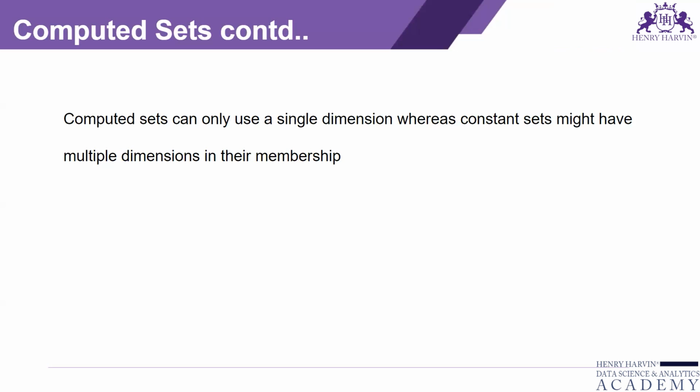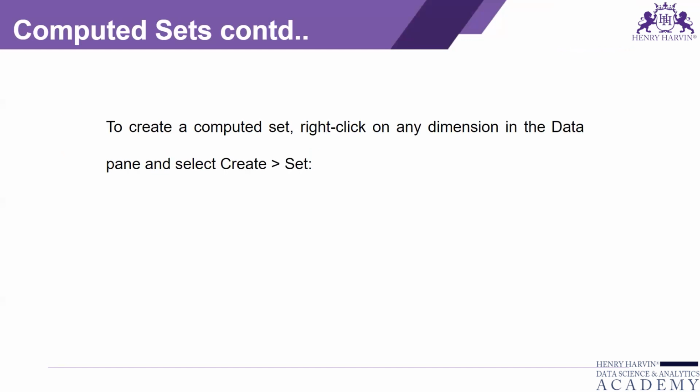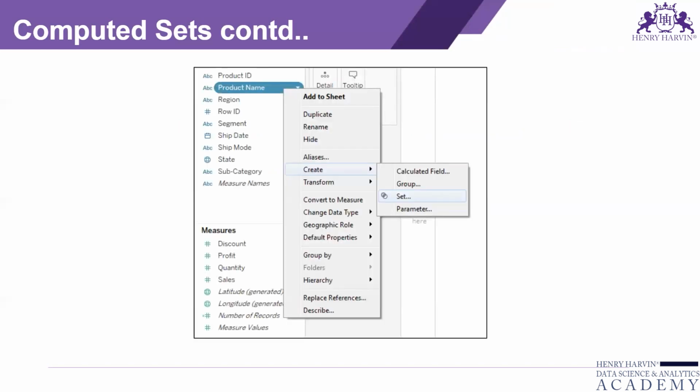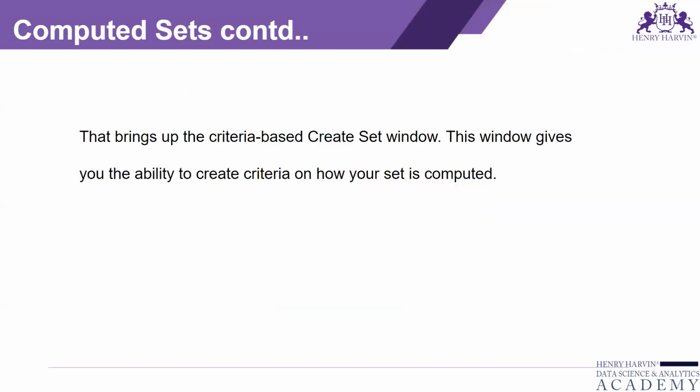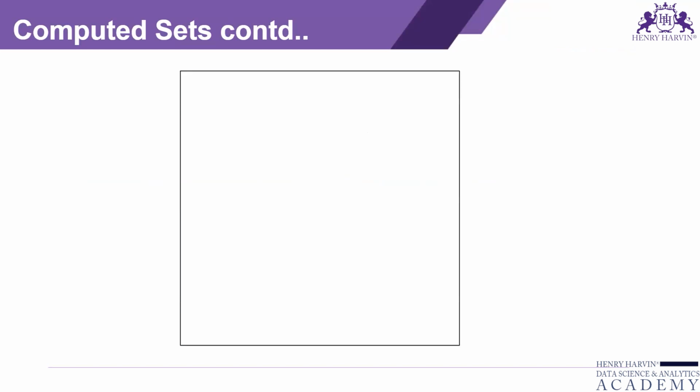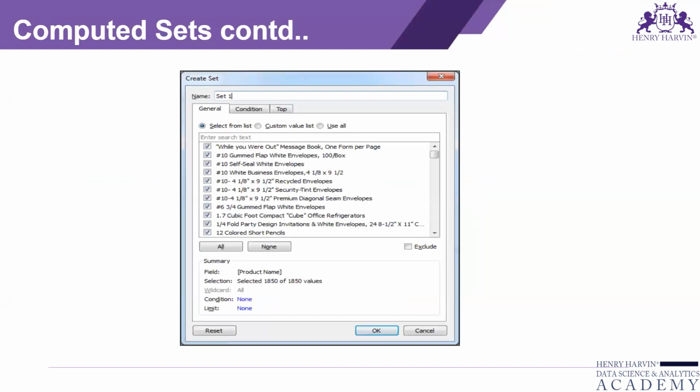So basically, what it is trying to say is that you can create a set which will have multiple dimensions, let's say product category also, subcategory also. You can create a set with product category and subcategory. But computed sets will only work on one dimension field. Now, to create a computed set, right click on the set, choose the create set option, and that brings up the criteria based create set window. This window gives you the ability to create criteria on how your set is computed. So this is how we go about it: general, custom value list, use all list.